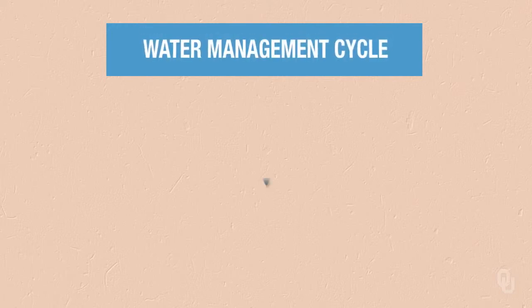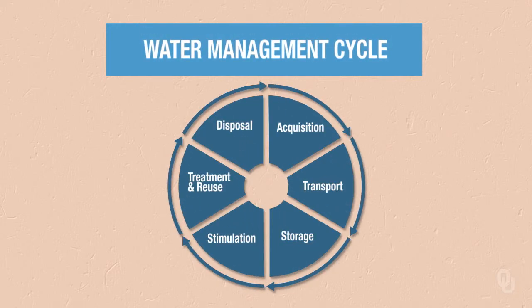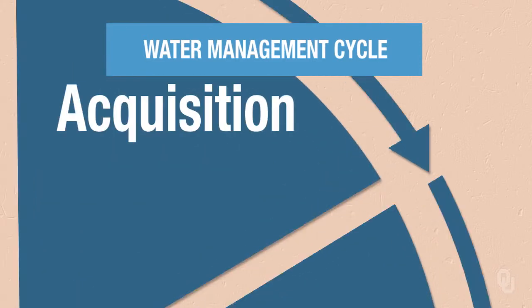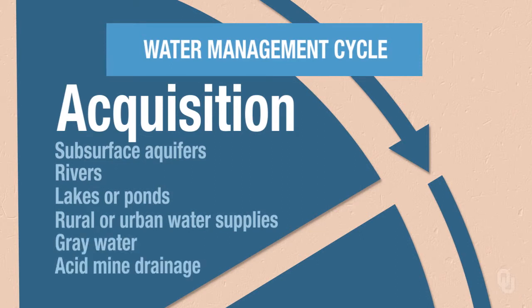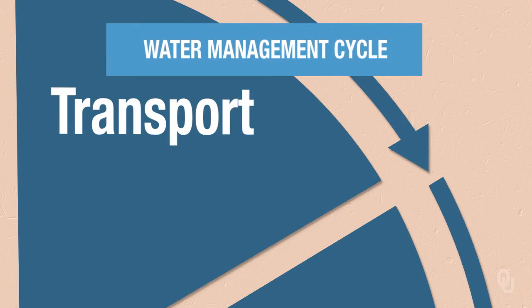Water's use and protection are emotionally charged subjects in many communities. This next graphic describes the water management cycle for oil and gas operations, beginning up in the top right corner with the acquisition of water or water source. Here we're talking about subsurface aquifers, rivers, lakes or ponds, rural or urban water supplies, gray water, even acid mine drainage. Water transport involves pipelines or trucking, getting water to the site.